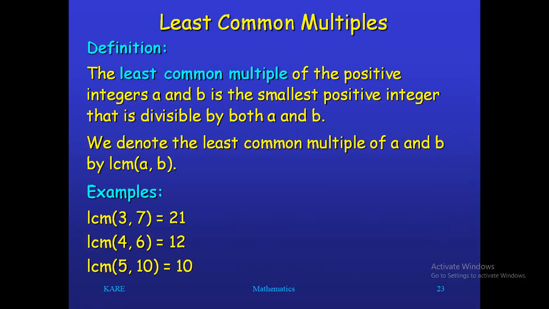Four divides 12, 24 and so on. At the same time, 6 divides 12, 24 and so on. But what is the smallest number? What is the smallest multiple? 12 is the smallest multiple, is it not?